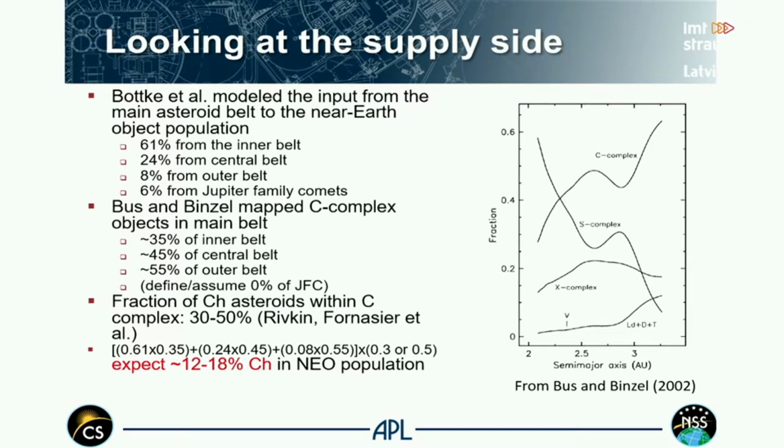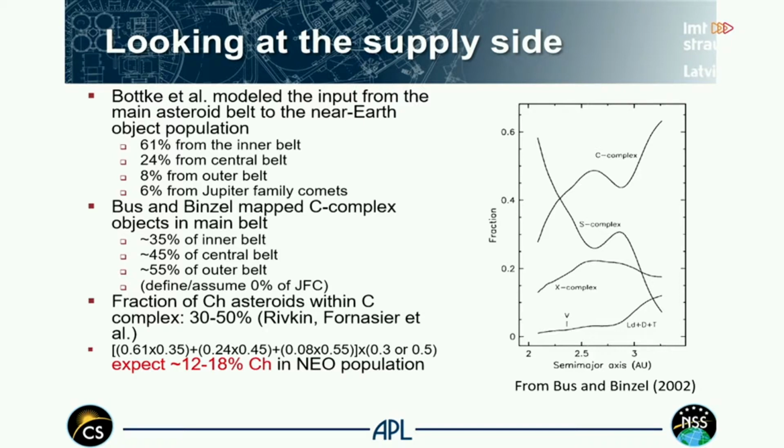So we can look at the supply side, so to speak. We know, or at least we have models of the NEO delivery from the main belt. And Bill Bottke et al. looked and came up with various fractions, various parts of the main asteroid belt that deliver material to the NEOs. We have in different parts of the asteroid belt the fraction of the right kind of asteroid. In the inner belt, you have as much as 35% of asteroids in the inner main belt are low albedo carbonaceous material.